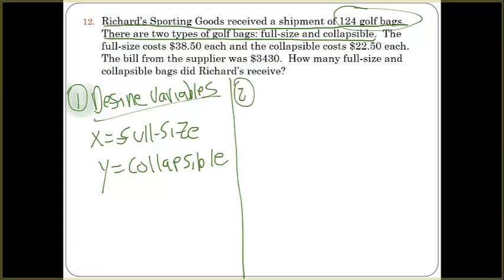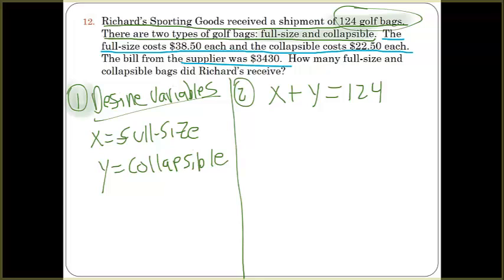So we have 2. Now you're going to set up your equation. Well, this is where it gets a little tricky in this one, because I actually already have one equation that I can set up, because in the previous part, that 124 was given to me. That means if I take the number of full size plus the number of collapsible, I should get 124 golf bags. Okay, so this third part, the full size costs $38.50 and the collapsible is $22.50, and the bill from the supplier is $3,430. That's just like your $1 bills and your $5 bills.